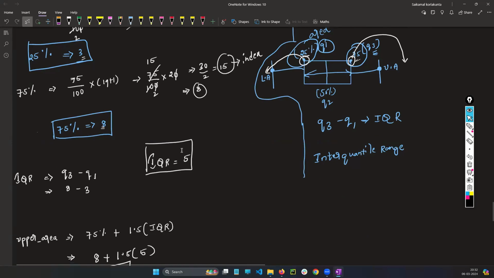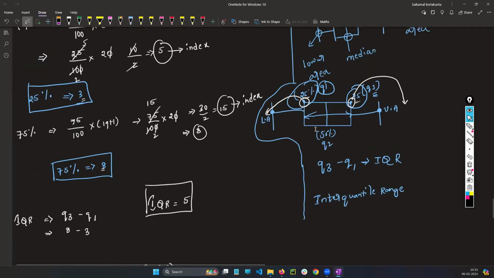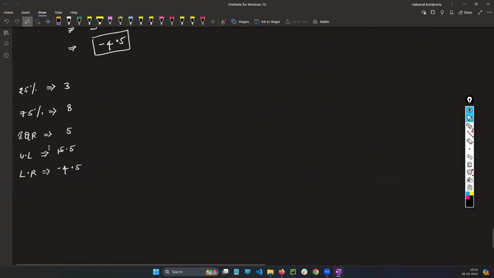IQR, what are you getting? 5. Same or not? Because the difference between the 75th and 25th percentile is nothing but the 50% median. Yes or no? So you can treat the IQR like a median. So this is the result I got from the data using the formulas. What is the meaning of this result, Kamal?